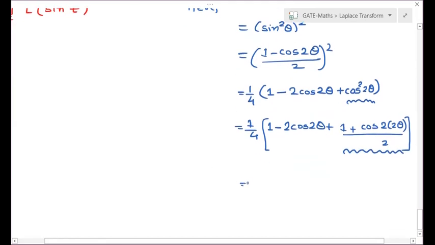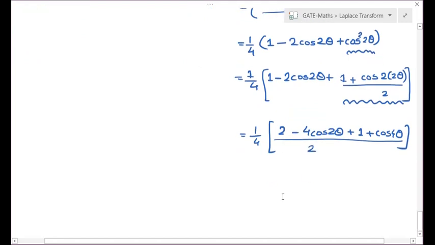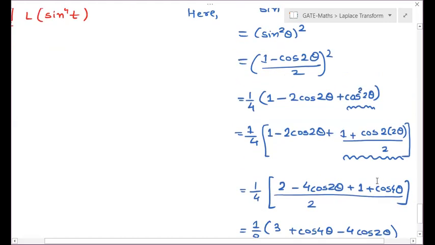So this will be your 1 by 4. If I take 2 as LCM, 2 ones are 2, minus 2 twos are 4 cos 2 theta, plus 1 plus cos 4 theta, whole divided by 2. So it will be your 1 by 8. 2 plus 1, that is 3. It is your 1 by 8, 3 plus cos 4 theta minus 4 cos 2 theta. Okay, it is clear now.